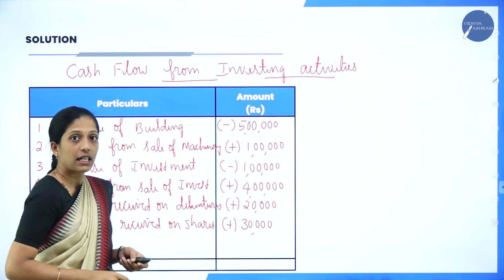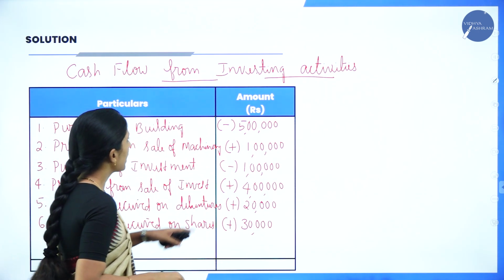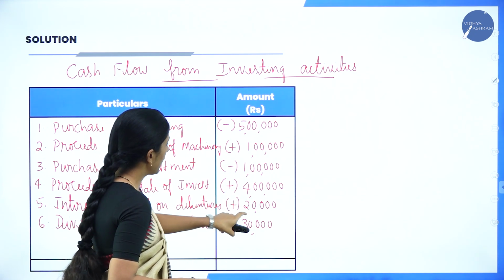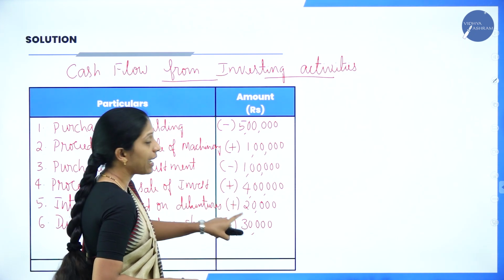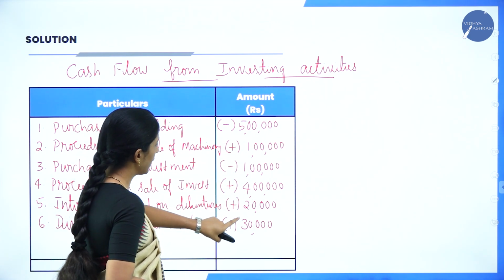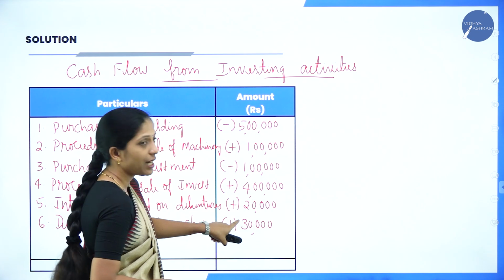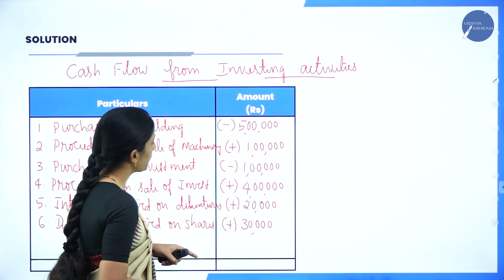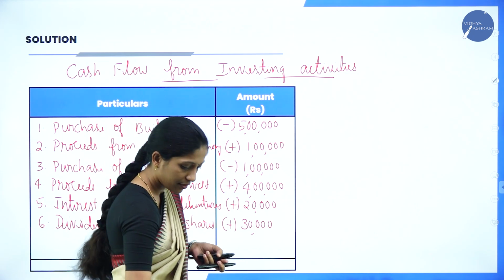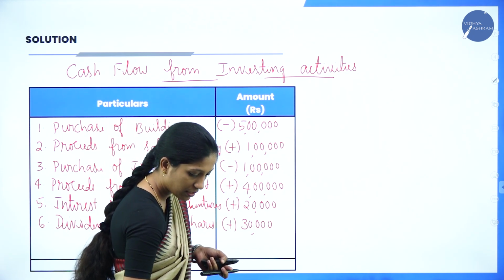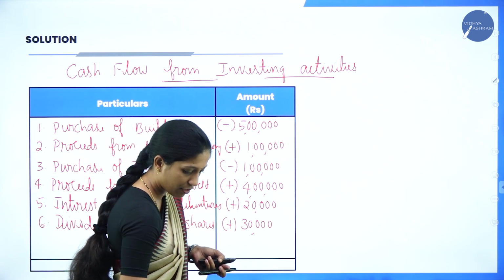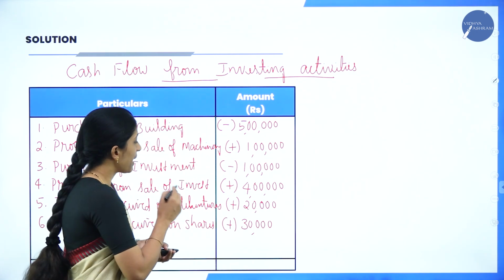Now let us see whether it is cash inflow or outflow. Now we have 1 lakh plus 4 lakh, that is 5 lakh, plus 20,000 is 5 lakh 20, plus 30,000, 5 lakh 50,000. 5 lakh 50,000 minus 6 lakh, that would be minus 50,000.